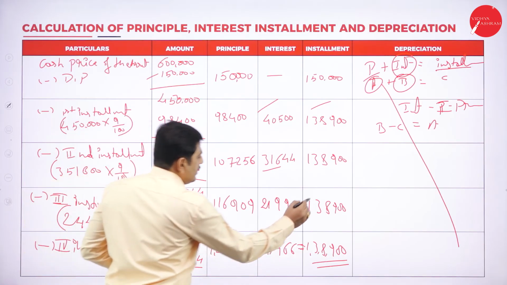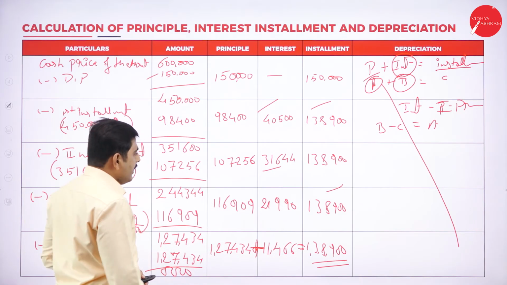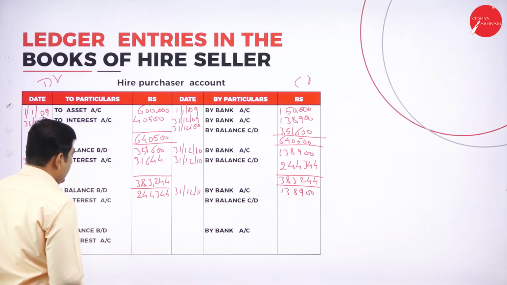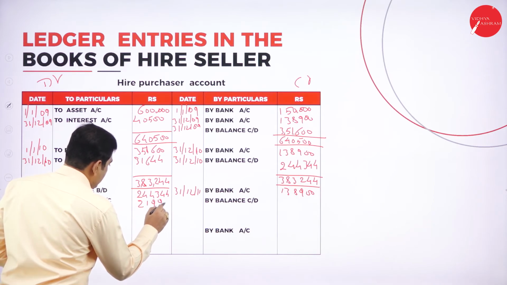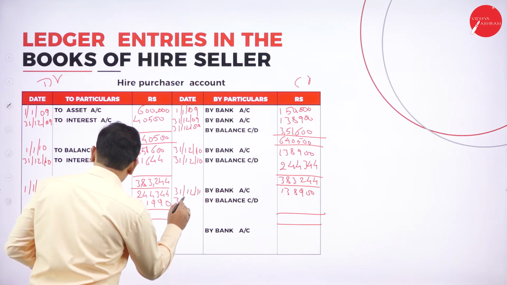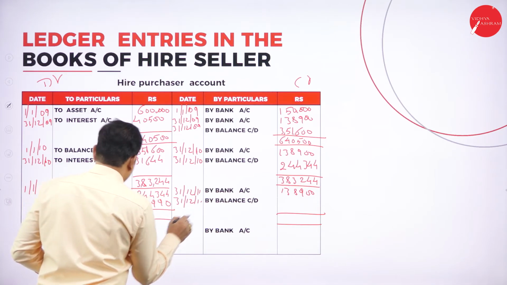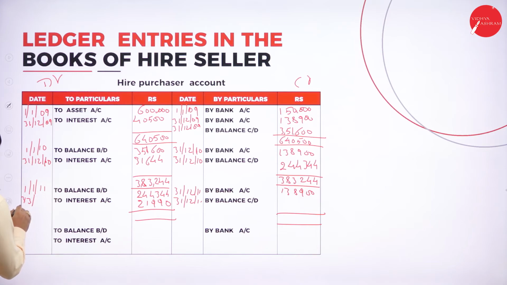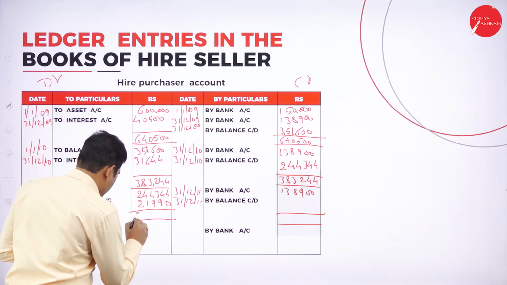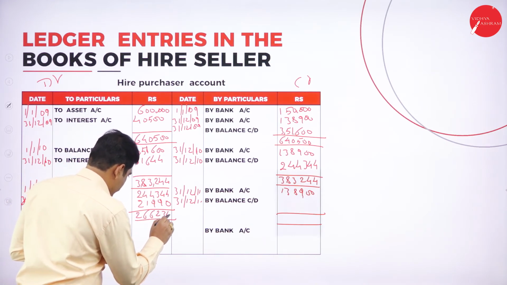So the same 1,38,900. This is the fourth year installment, and this is the third year. It is 21,990. So it is 21,990. So remaining balance should be carried down. So same 31st/12/2011. Here also 31st/12/2011. So 2,44,344 plus 21,990 is 2,66,234.